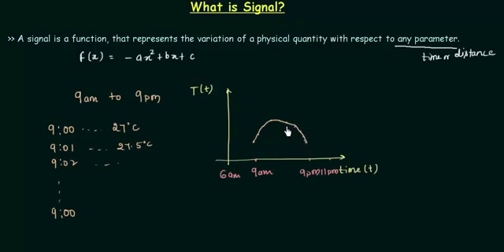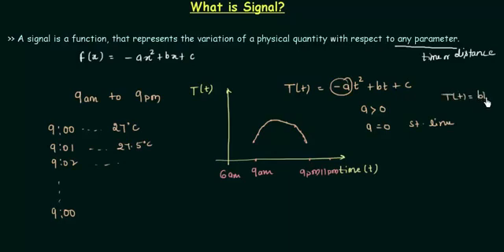This particular function is a downward parabola, and it has the equation minus a t square plus bt plus c. This minus a shows that we will have a downward parabola, and there is one condition for that: this a must be greater than 0. If this a is equal to 0, we will have a straight line, because T will be equal to bt plus c. This is the equation of a straight line, y equals mx plus c. The c is the intercept, and if this a is less than 0, we will have an upward parabola.